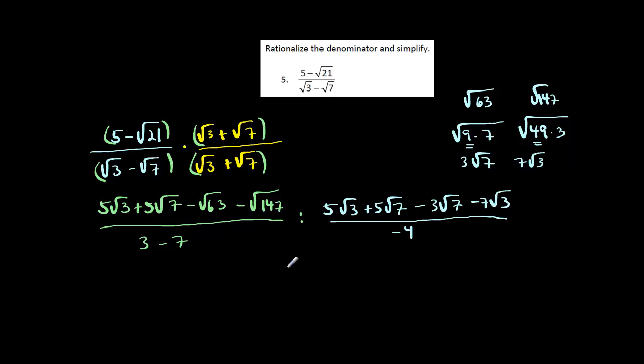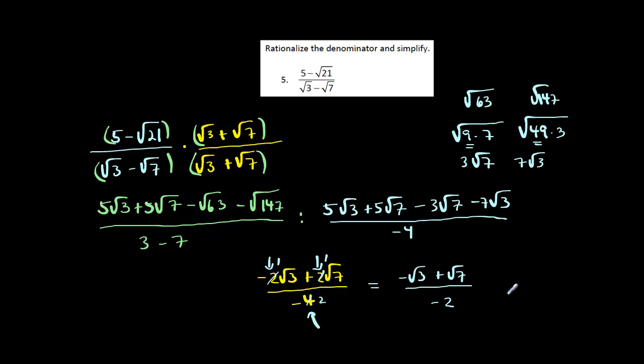Okay, so now that that's fixed, 5 root 3 minus 7 root 3 is negative 2 root 3. 5 root 7 minus 3 root 7 is 2 root 7, all divided by negative 4. The last thing we can look at is the fact that we've got a 2, and a 4. All three of these terms are divisible by 2. So I can make that a 1, that a 1, and that 2 to get a final answer of negative root 3 plus root 7 all divided by negative 2.